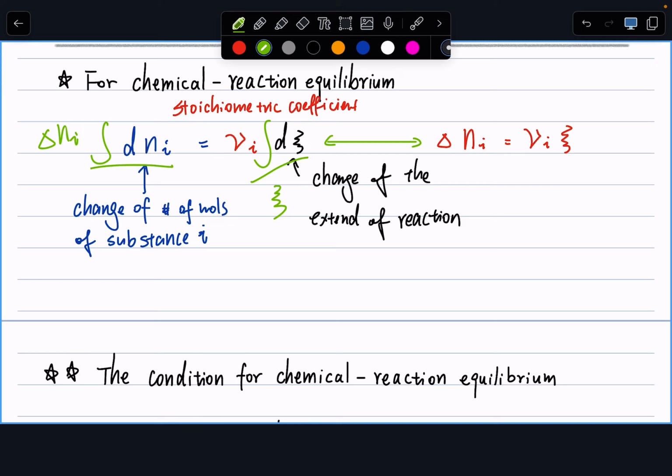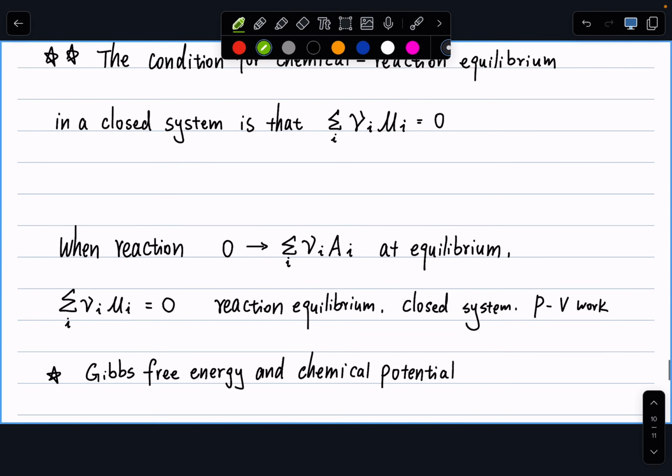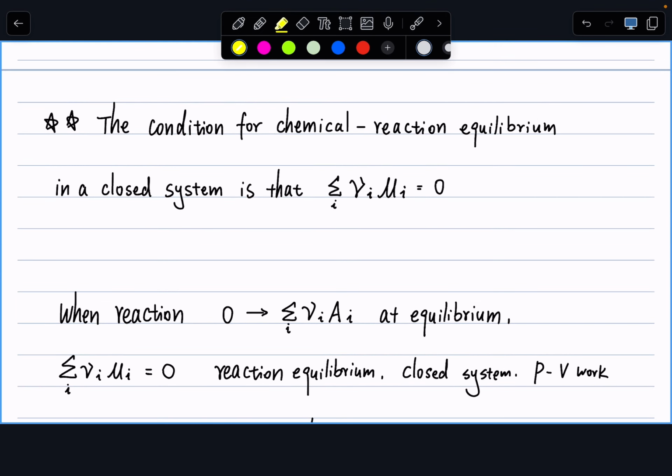Then connecting what we have found out to our previous example, we have that the condition for chemical reaction equilibrium in a closed system is the sum of the stoichiometric coefficient times the chemical potential equals 0. So whenever you have this product go to 0, that tells us we have reaction equilibrium. And later on, we can also relate this expression to delta G. We already went over how to calculate delta G for our systems.